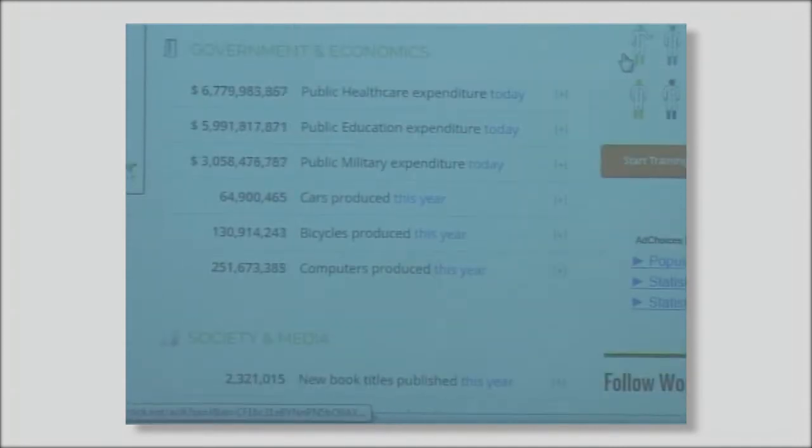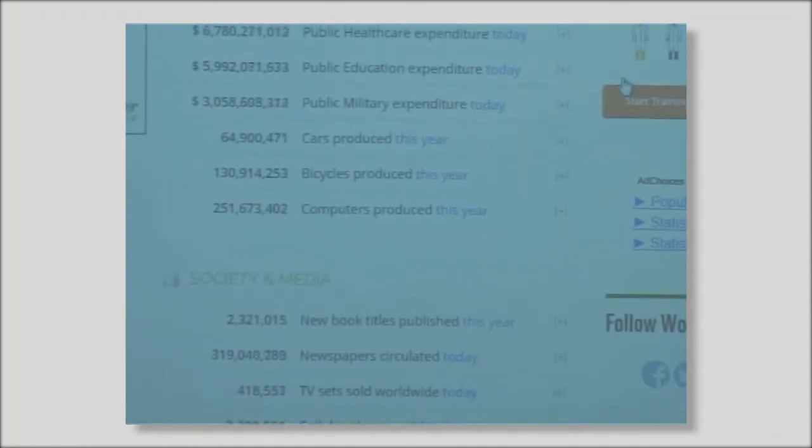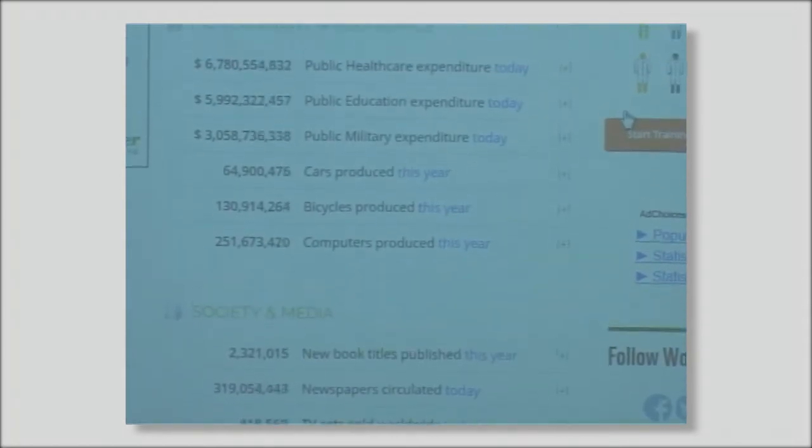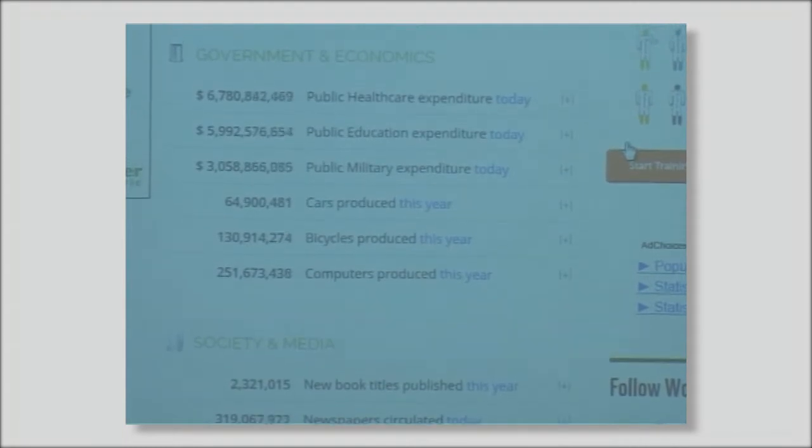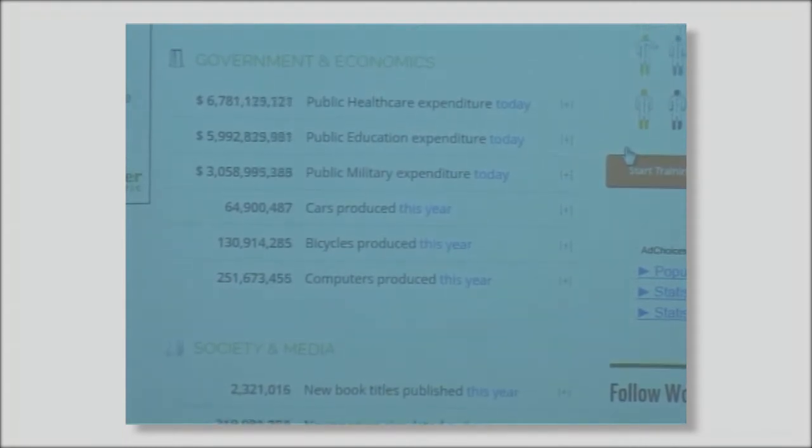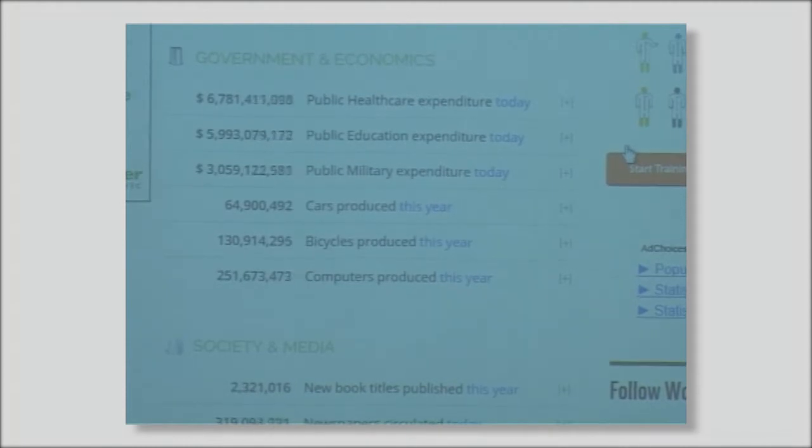In the world, we spend a lot of money on education. But we're not very good at education, because if we were very good at education, we wouldn't have to spend that much money on healthcare and the military.